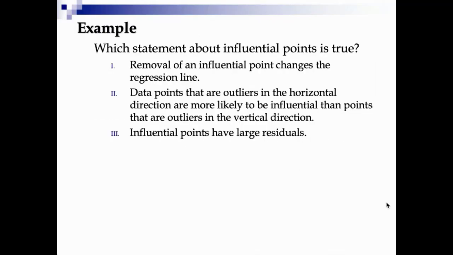So that being said, see if you can answer this question. Which statement about influential points is true? One, removing an influential point changes the regression line. Two, data points that are outliers in the horizontal direction are more likely to be influential than points that are outliers in a vertical direction. Three, influential points have large residuals. And so the correct answer here, I'll let you think about it.